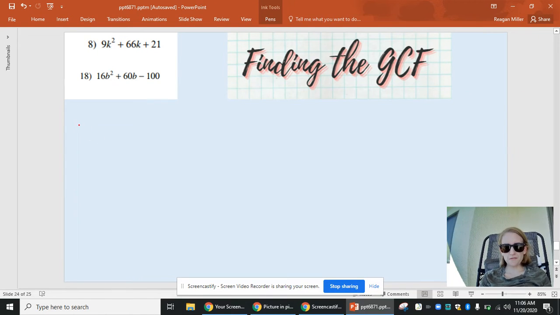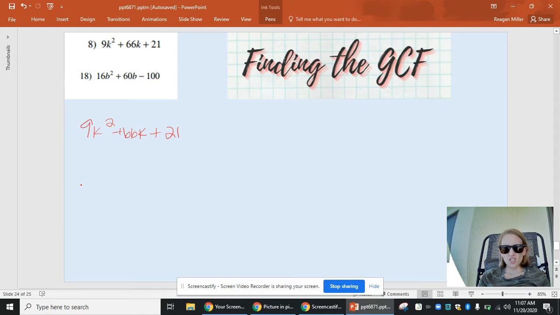Hey y'all, let's talk about finding the GCF. I'm going to go over how to do it in Desmos and how to do it by hand. So if we look at number 8 here, you have 9k squared plus 66k plus 21.